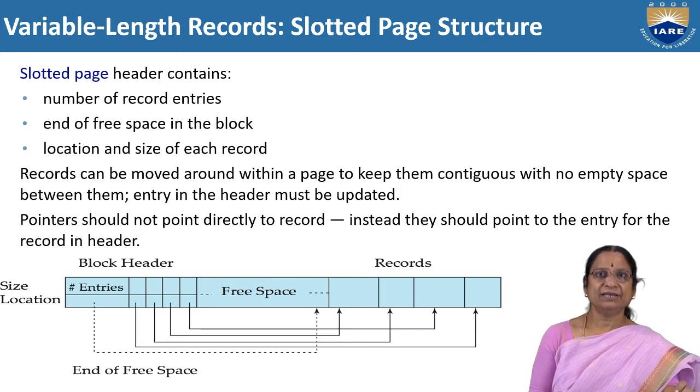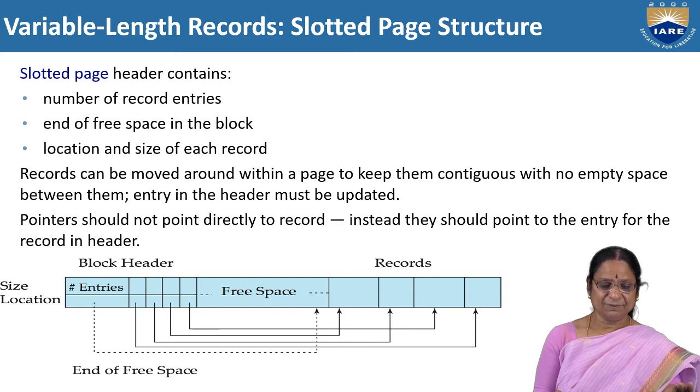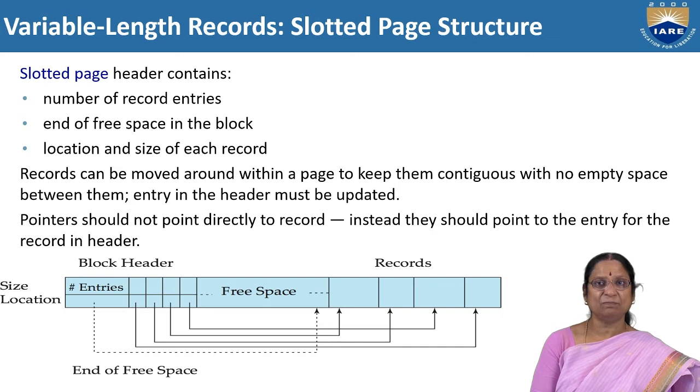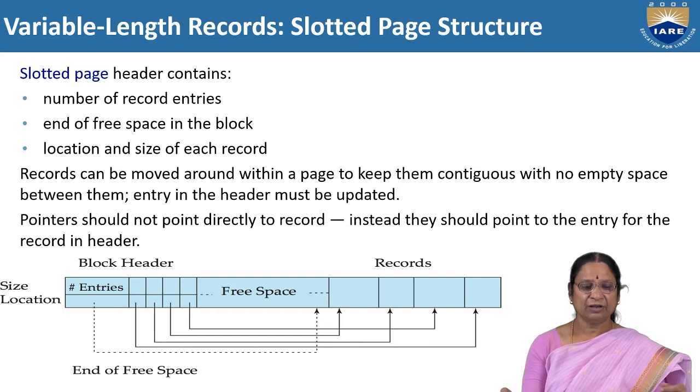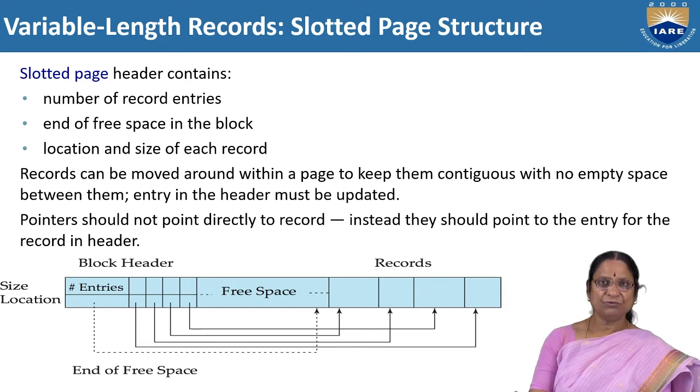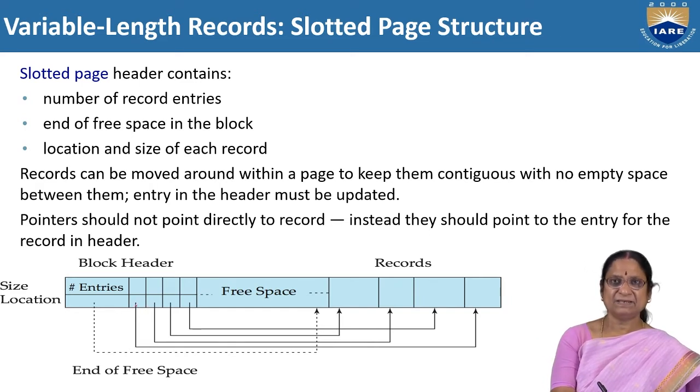In this slotted page, the header contains this information. What are the various pieces of information provided by the header of the slotted page? The number of record entries, meaning how many records are there, and the end of the free space in the block. After completion of the header, free space starts. Where free space ends, that pointer will be there. And also, it will give the location and the size of each record. Location and size means it will point the pointer to the respective record. Now you observe here, this is the specified way.